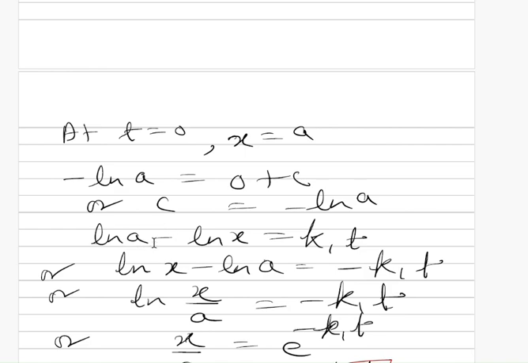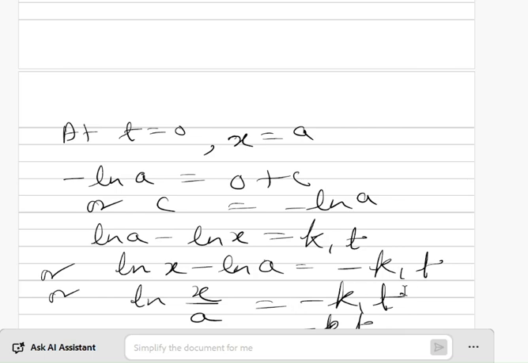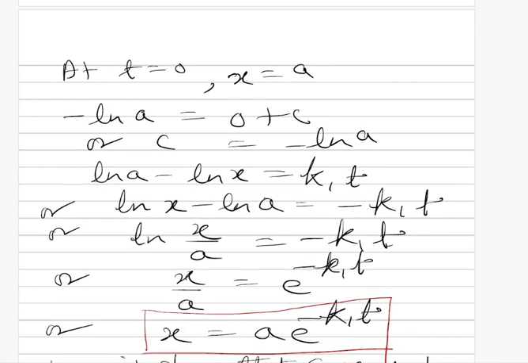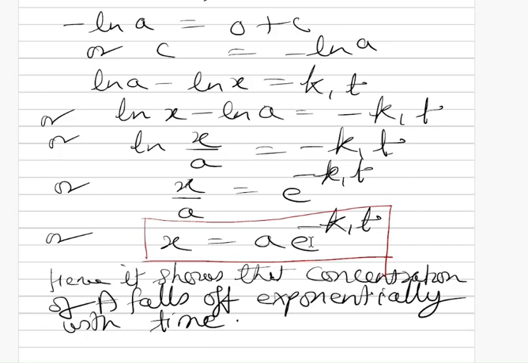Putting it in the equation, what we get, ln a − ln x = k1t, or ln x − ln a = −k1t, or ln(x/a) = −k1t, and x/a = e^(−k1t). So x is equal to a into e^(−k1t). This is the expression for x, and here it shows that the concentration of A falls off exponentially with time.